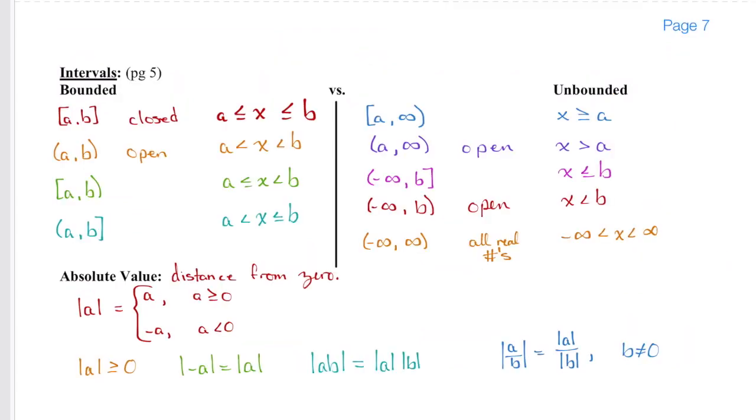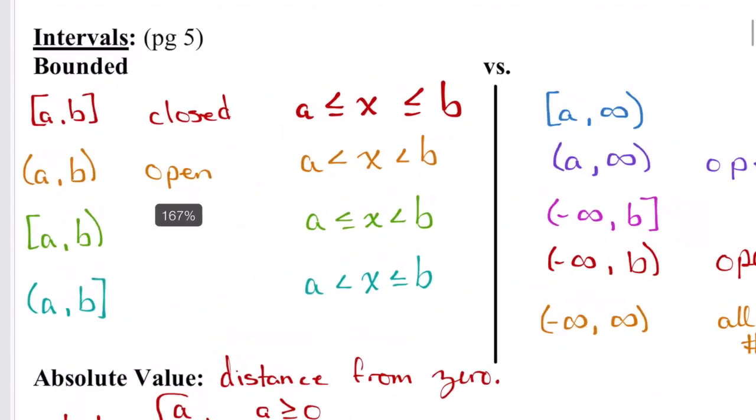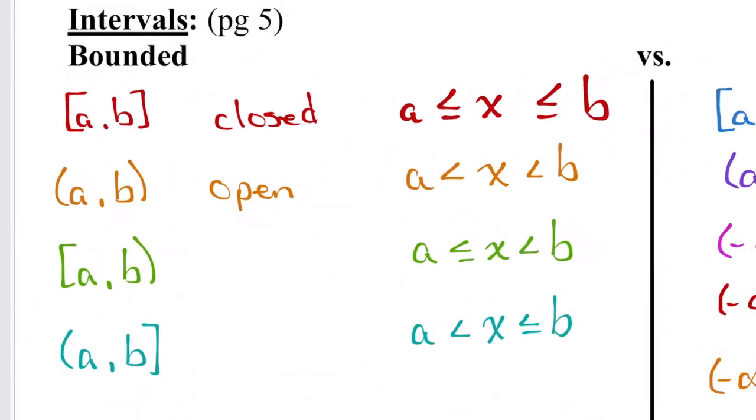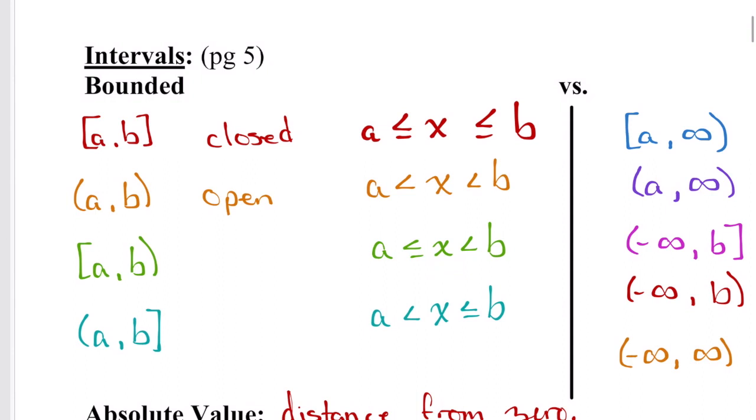So when we have intervals, just a brief overview of our intervals, we have the bounded intervals. So bounded, we don't have infinity in there. We have two numbers that we're in between. And we have open with our parentheses and closed represented with our square brackets. So our square brackets mean or equal to, we're including that number, and our parentheses, we're not including that number.